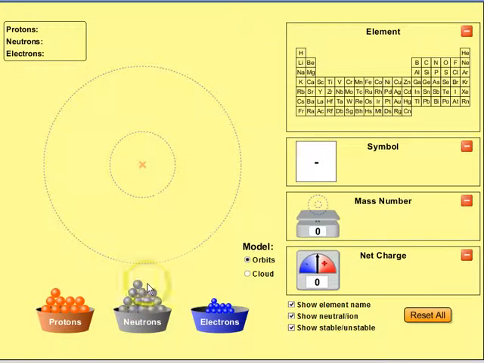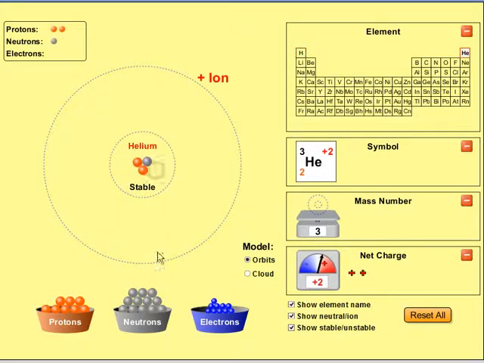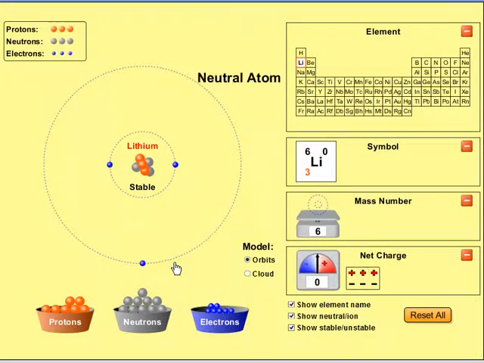Lithium seems to be the third element over here, so I'm going to first add a proton, neutron, proton, neutron, proton, and neutron. Okay, so that is a lithium 6 atom, but it has a lot of charges, so I'm going to make it a neutral atom first. This is a neutral lithium atom.